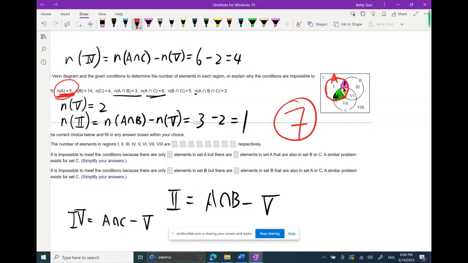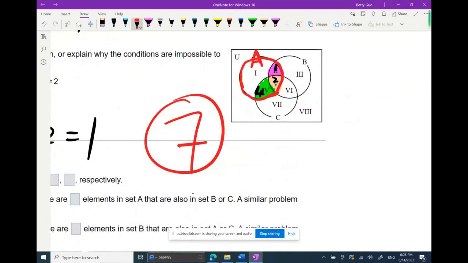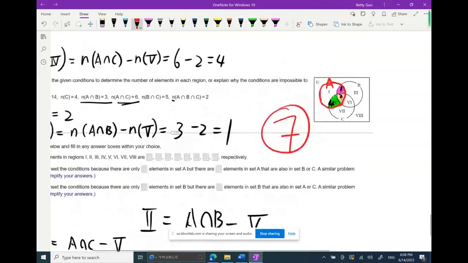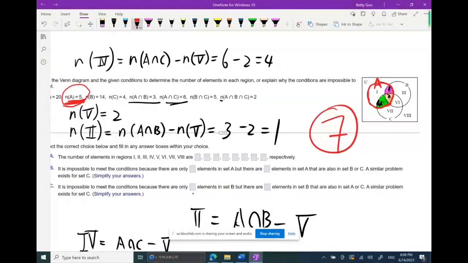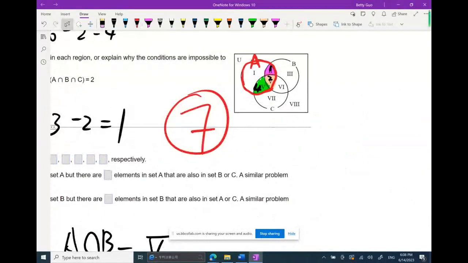The purple, let me make it bigger. Look at here. In the red circle, the purple region has 1 element, the orange region has 2 elements, the green region has 4 elements, and that part already has 7 elements. However, it's given that set A only has 5 elements. Do you see the contradiction?